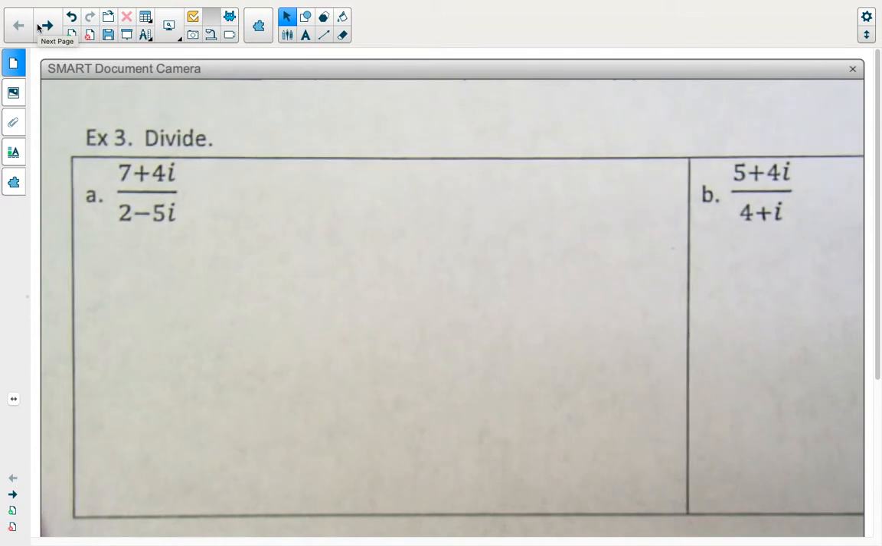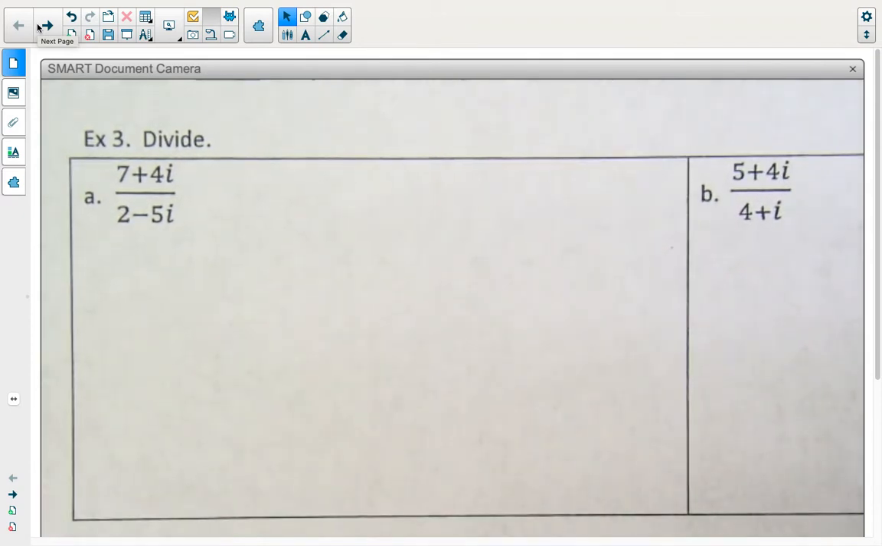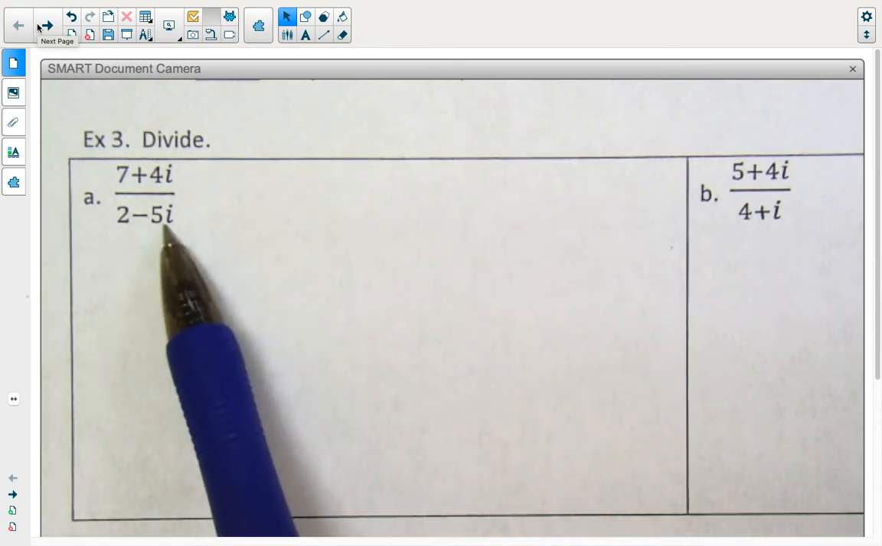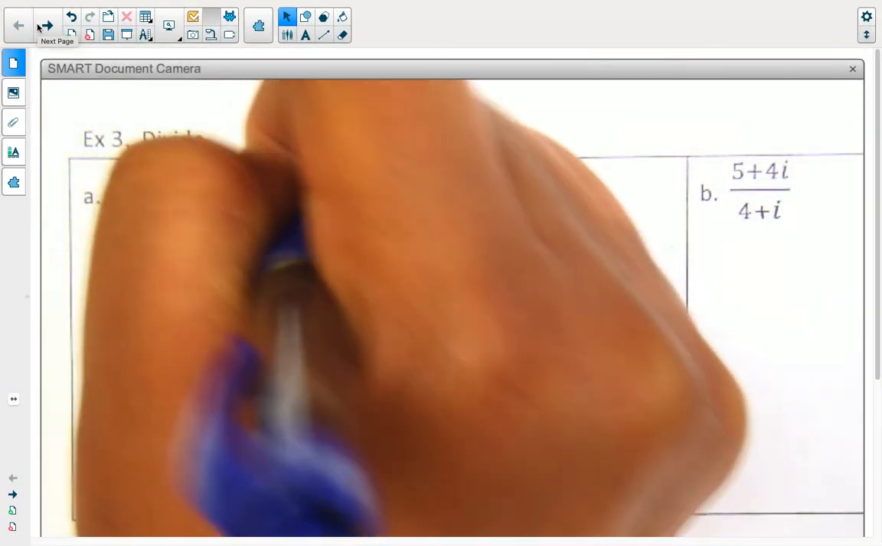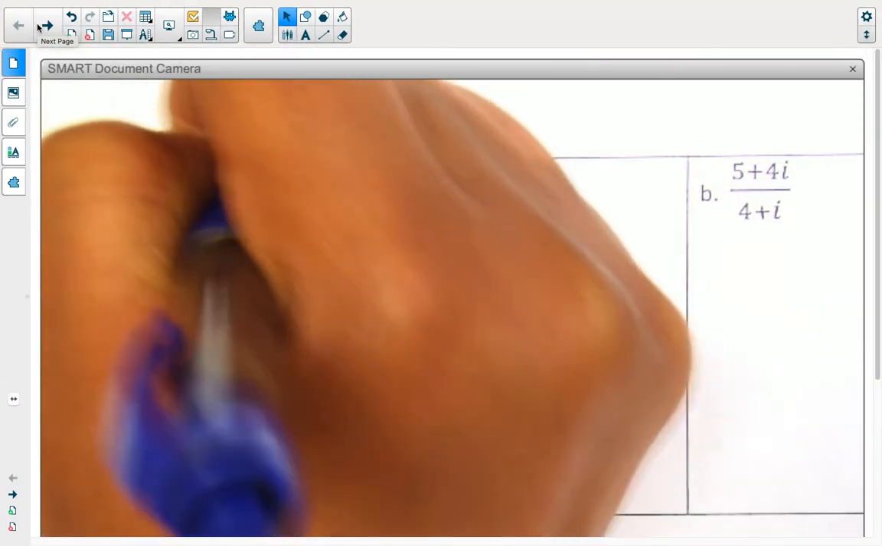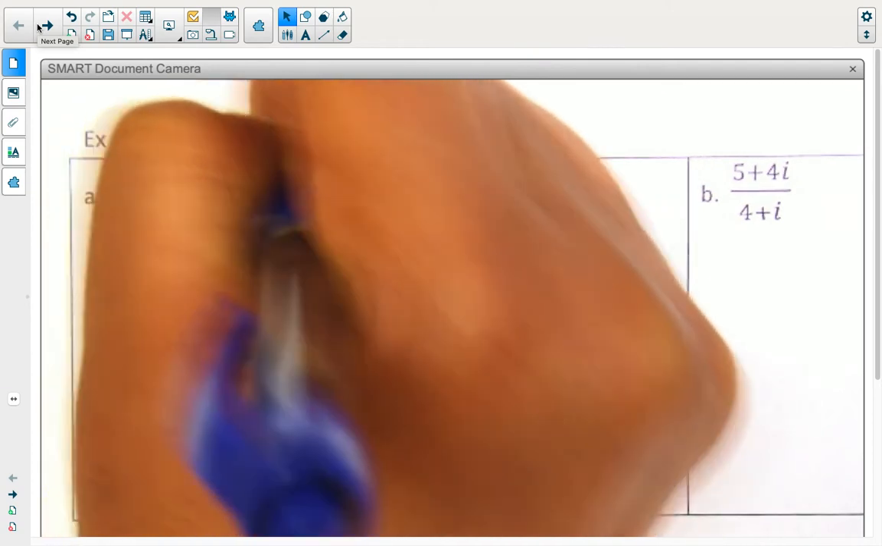So let's take a look at this first one here. 7 plus 4i divided by 2 minus 5i. When we're doing this, there's actually not any dividing in the problem. It's going to turn into more multiplication. So we're going to multiply both the top and bottom by the complex conjugate of 2 minus 5i. We're going to multiply both the top and bottom by 2 plus 5i.